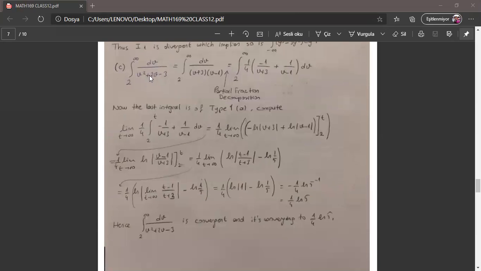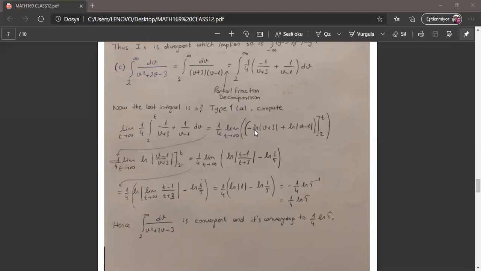Now we're given this one. So what do we do? We first rewrite this denominator. Now by using partial fraction decomposition, you should compute by yourself that we have this one. We can write this 1 over 4 outside of the integral. Now we have from 2 to infinity, it's type 1a as we did before. So we compute this limit.